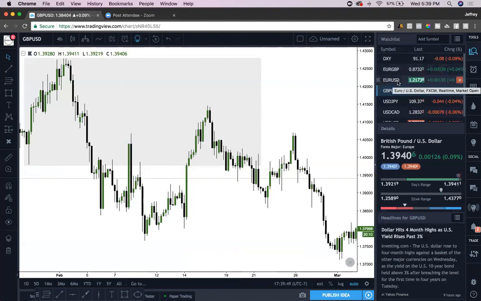So it depends, I guess, where you're located. But if you're in the US, I would choose one of the majors. So anything paired with the dollar index, anything that has USD in the pair. And if you're not in the US, I guess it doesn't really matter too much.